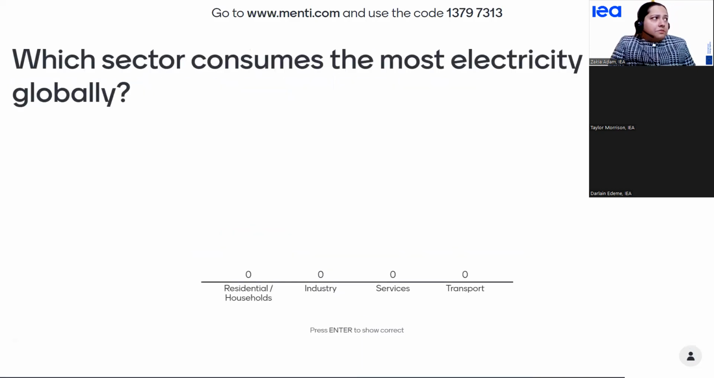Next question. Which sector consumes the most electricity globally? So at the world level, do you think it's the residential sector, the industry sector? Is it commercial and services, or is it the transport sector? So which sector consumes the most electricity globally?